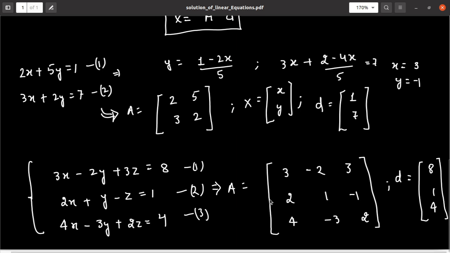You can name it any name you want. This matrix A contains, in the first row, the coefficients from the first equation, the second row is the coefficients from the second equation, and the third row is the coefficients from the third equation.